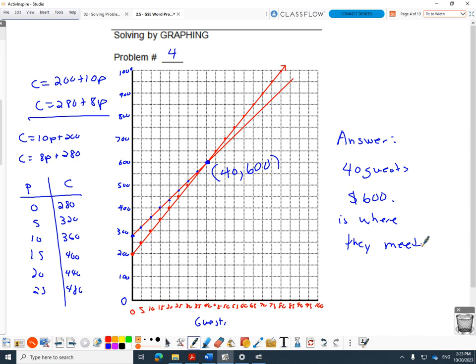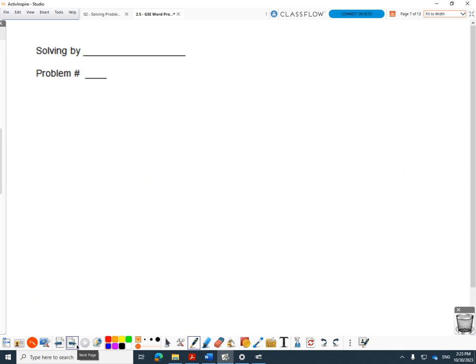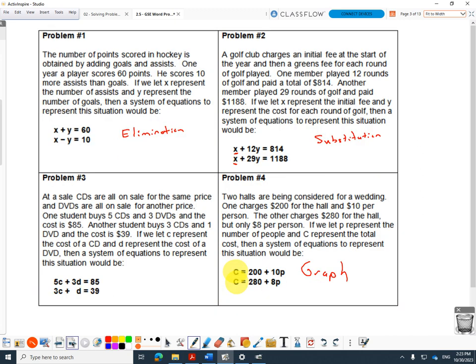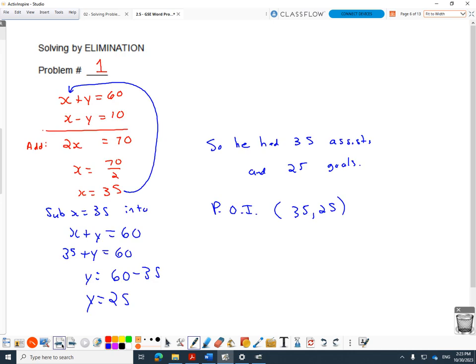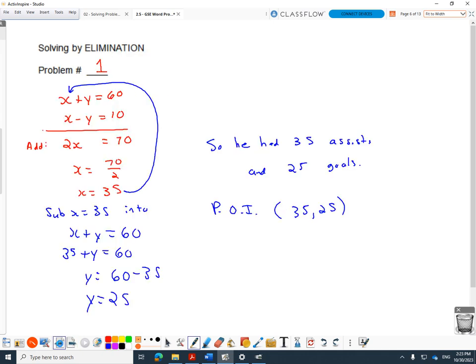More time? All right, what's the last one? What was it? 5c plus 3d is 85. And 3c plus d equals 39. Did I copy it down right? 5c plus 3d equals 85. Got it. 3c plus d equals 39. And that was problem number 3.